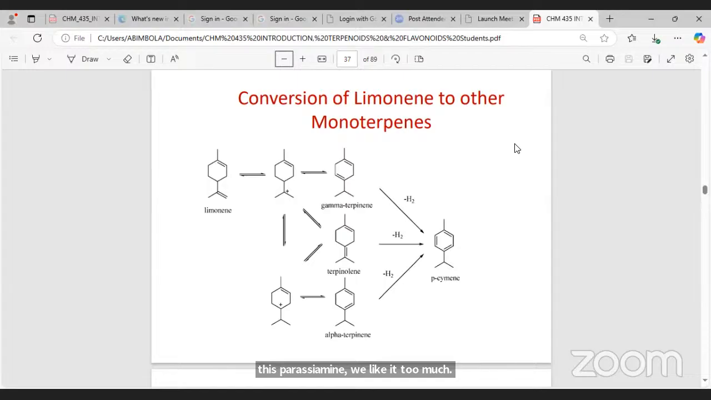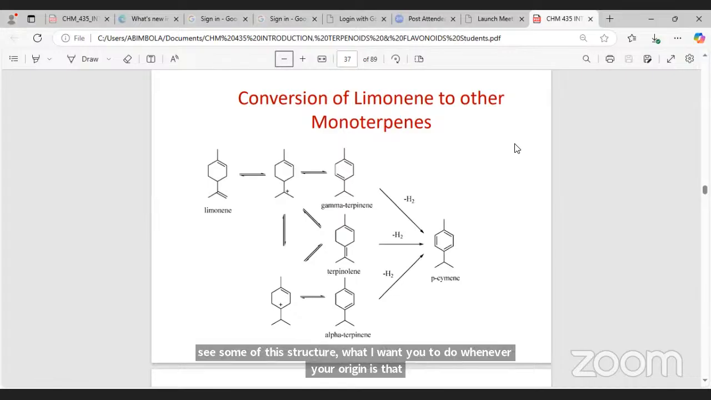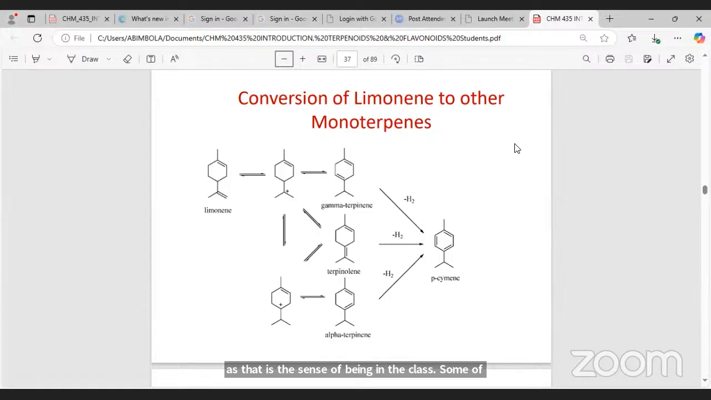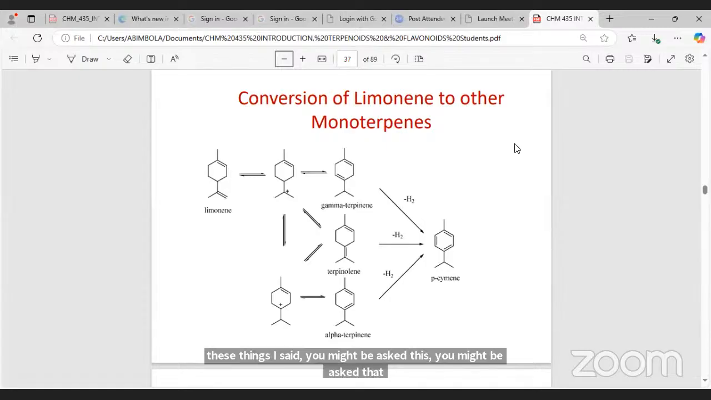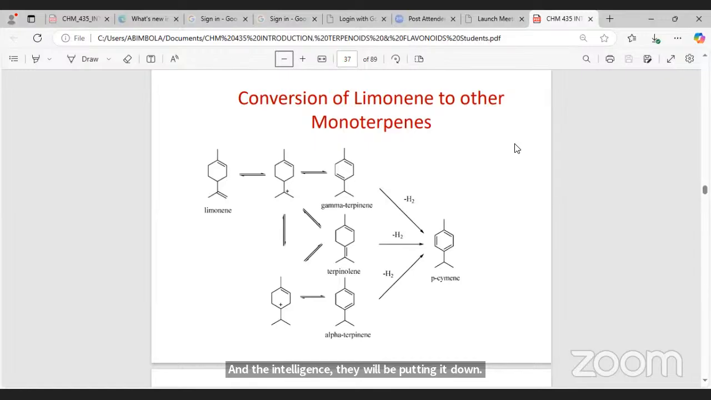Now look at it. Whenever I see some of this structure, what I want you to do whenever you're reading is, as that's the sense of being in the class, some of these things I said, you might be asked this, you might be asked that. And the intelligent student will be putting it down, because I'm giving you A's indirectly. That's not how you enter the exam, you will not see this. Have an idea of them, so that even if it's not all of them that will come, at least when they come, you say, thank God I learned it.